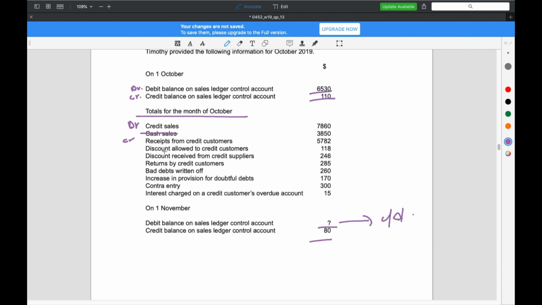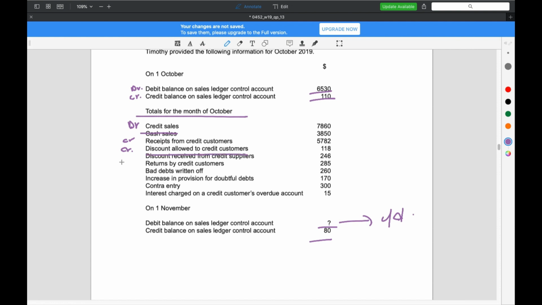Discount allowed to credit customers. That actually reduces your sales, right? So if somebody owed you 100 but you gave him a discount of 20, now he's going to give you 80, so that is going to count against your sales. So this is also going to be over on the credit side. Discount received from credit suppliers. This doesn't have anything to do with sales, right? So we are not going to deal with this.